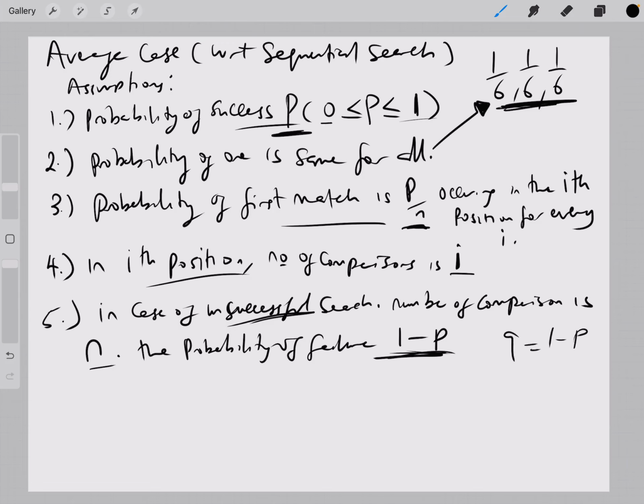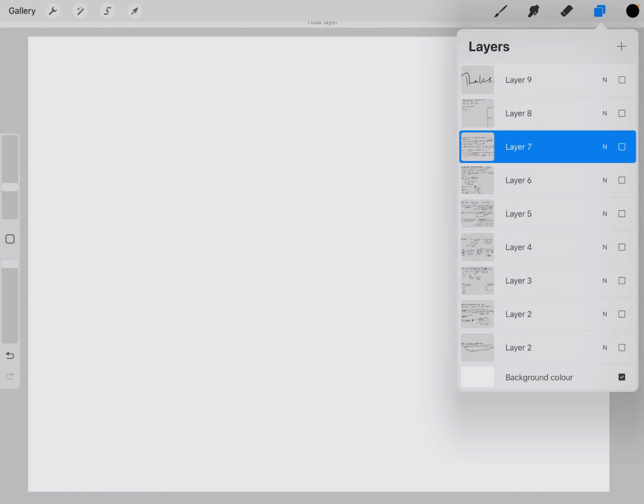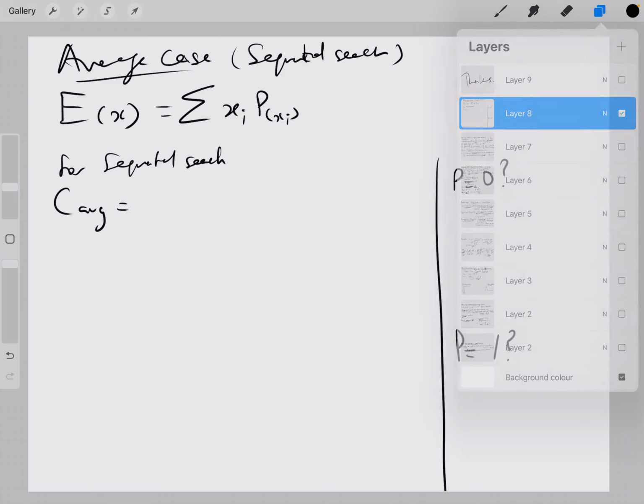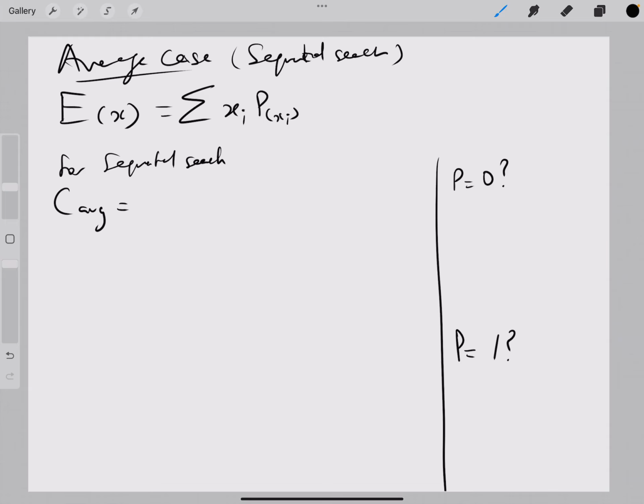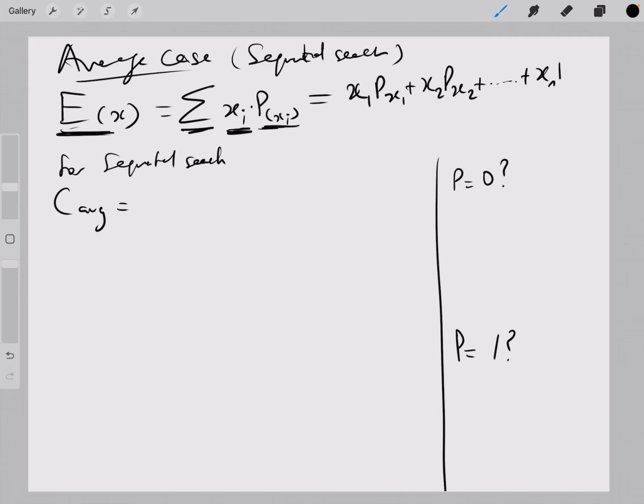So having said that, now let's look at the average case again. In this case we are looking at the random variable X, and what is the value of that? We have the summation of x_i p(x_i), so the value and the probability of the value showing up. So what will this look like naturally? It will look something like x1 p(x1) plus x2 p(x2) plus dot, dot, dot, plus xn p(xn).